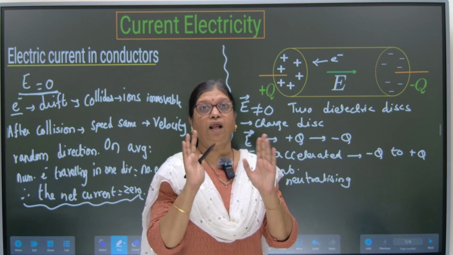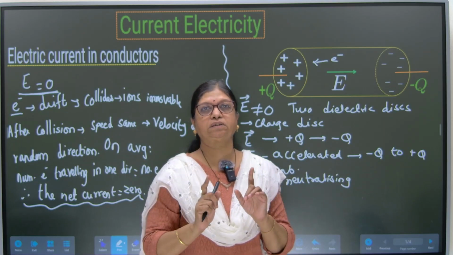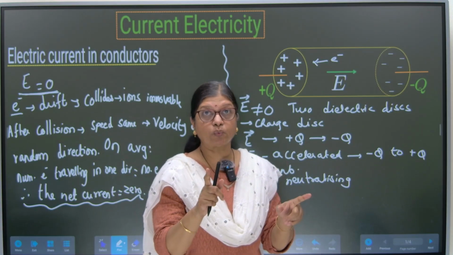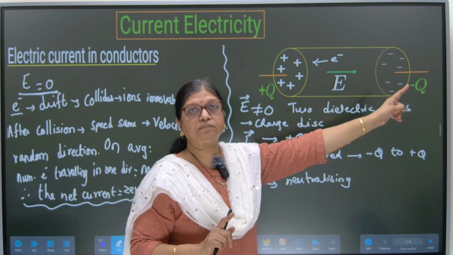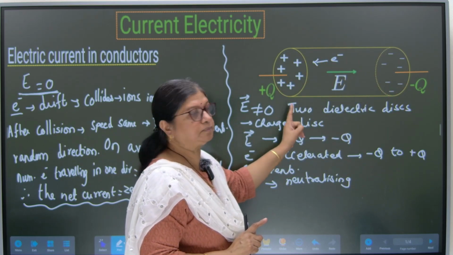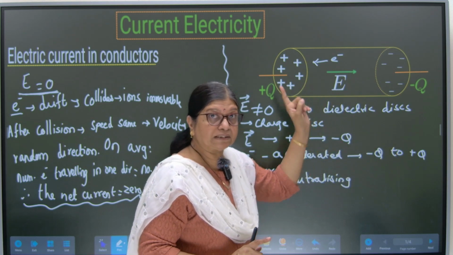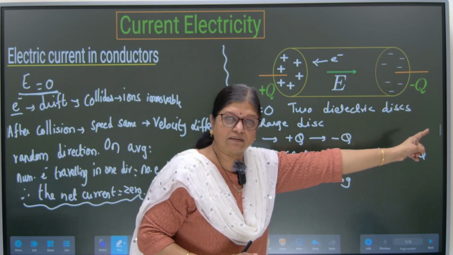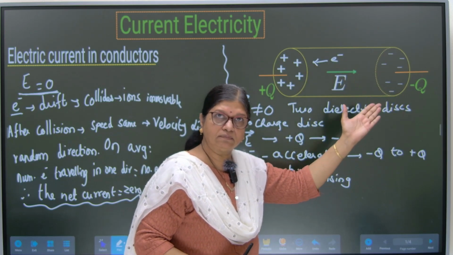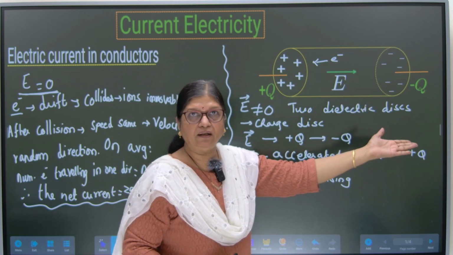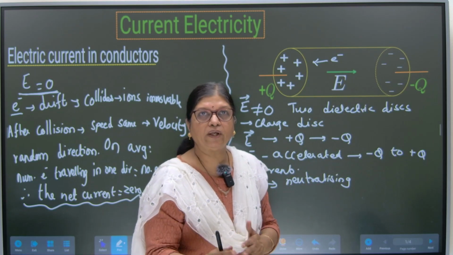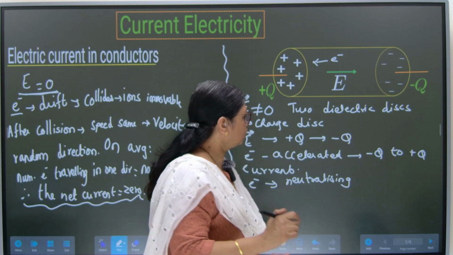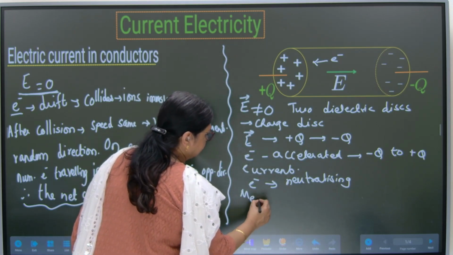Now, to have a continuous current in the conductor, we must have a mechanism which will continuously supply the positive charge on this plate and the negative charge on this plate, such that there is an electric field from the positive charge towards the negative charge disc, and there is a flow of electrons opposite to the electric field, and the current keeps on flowing in the conductor, which is possible in a cell or a battery.